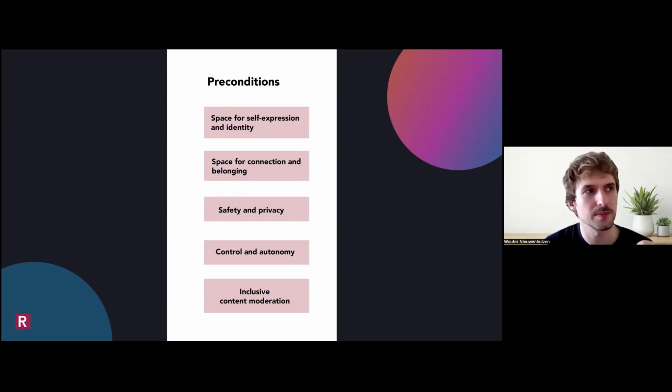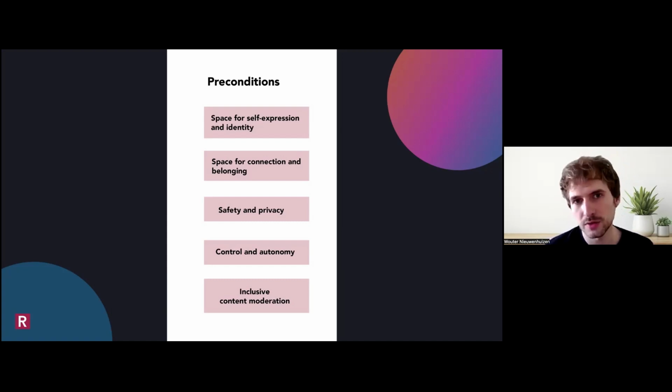These two are sort of the core needs, you could say. So these are also the things that people really long for online. This is the reason that people want to use online spaces. And in order for these needs to be met, of course, there needs to be safety and privacy. So you need to be sure that you are safe online and that you can also be anonymous at times. You need to have control and autonomy over your experience, and you need inclusive content moderation.